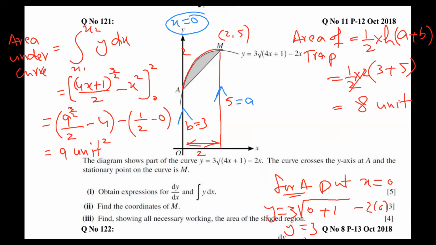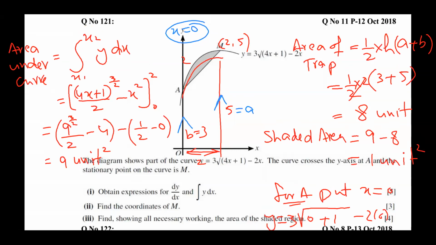So the shaded area, how to get it? The shaded area is 9 minus 8, which gives us 1 unit square. Alhamdulillah. The question is over and we have done it very easily. It's not a hard job at all.